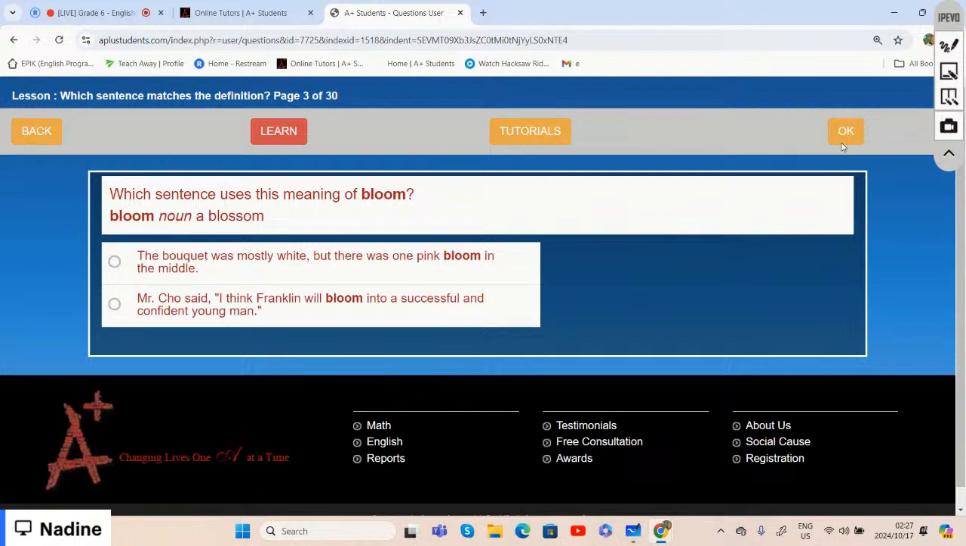The next one says, which sentence uses this meaning of bloom? Bloom is to blossom. The bouquet was mostly white, but there was one pink bloom in the middle. Or is it option two? Mr. Chu said, I think Franklin will bloom into a successful and confident young man. What is the correct option? Option one or option two?